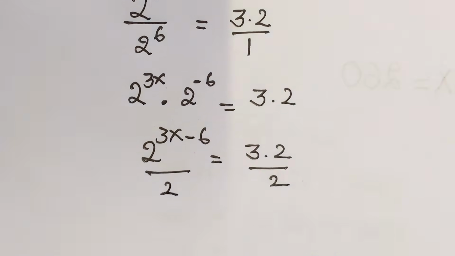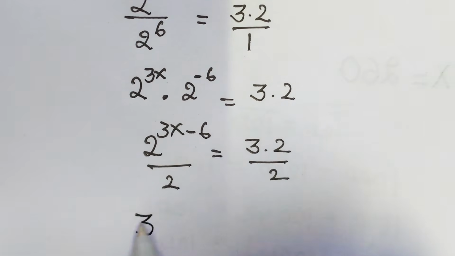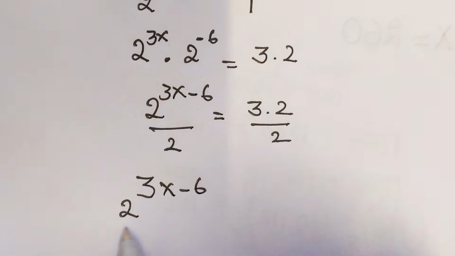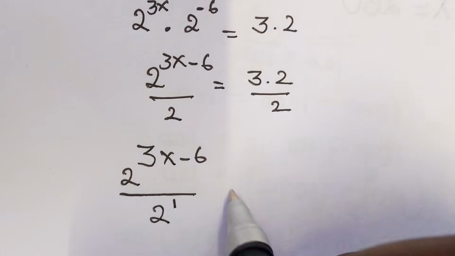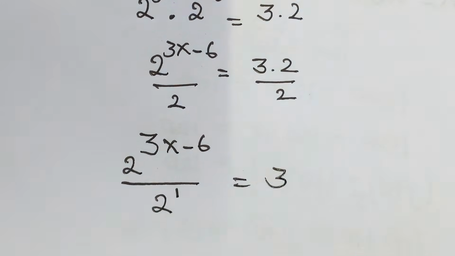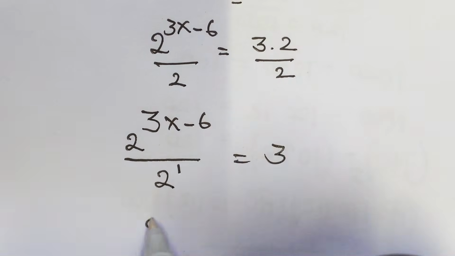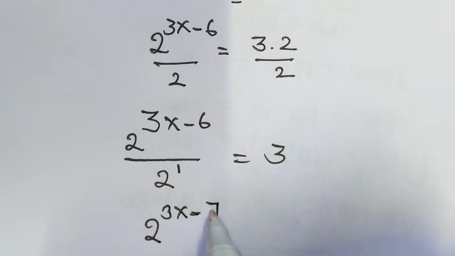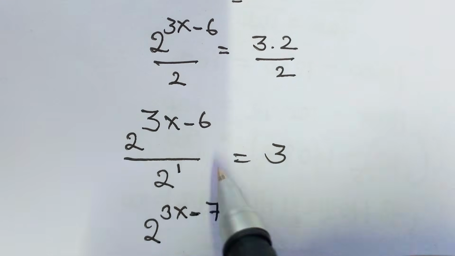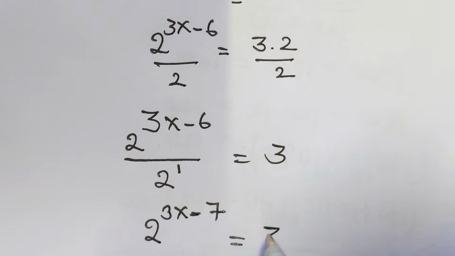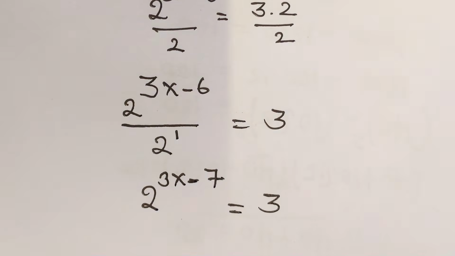Dividing by 2, we get 3, and here we have 2 power 3x minus 6 over 2 power 1, which is equal to 3. Then at this stage we have 2 power 3x minus 7, which gives us 3.